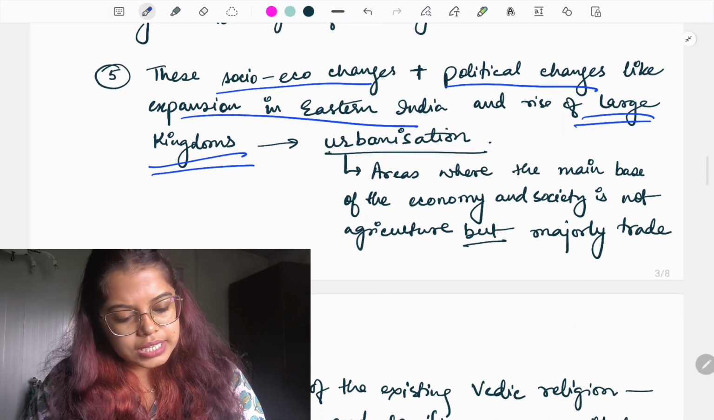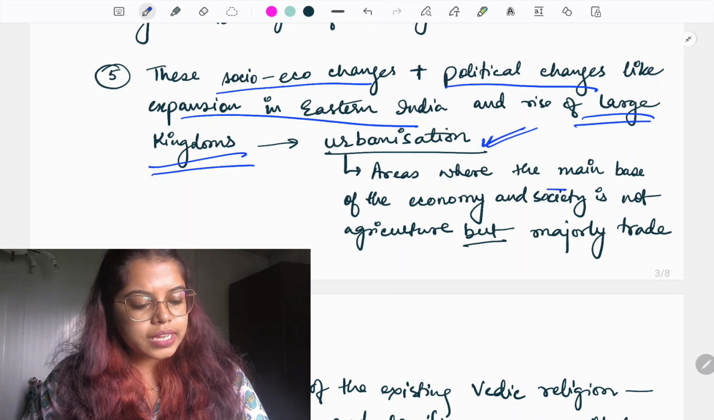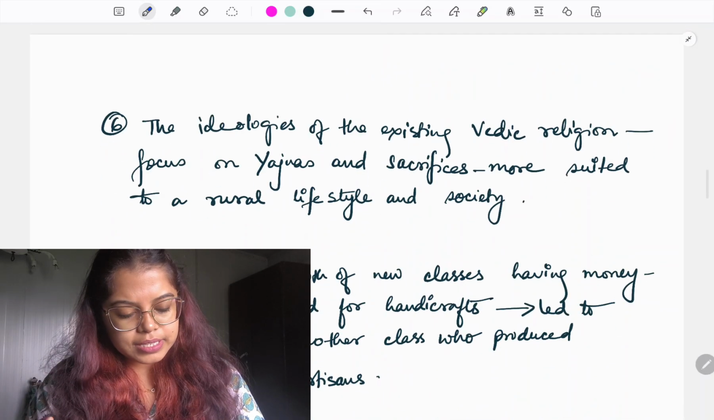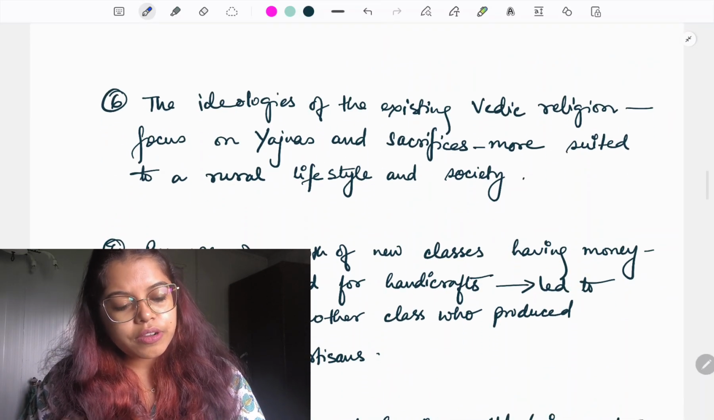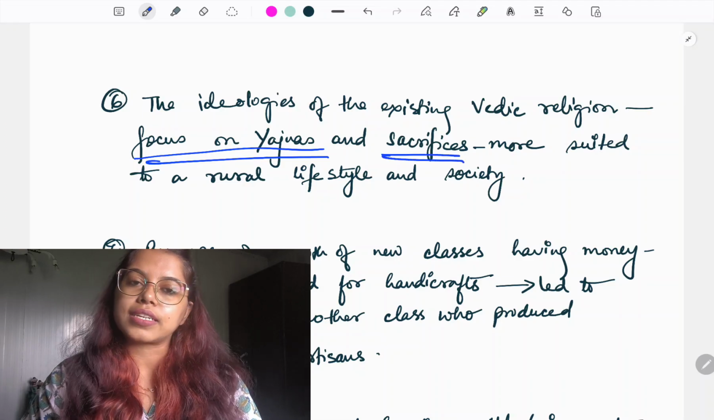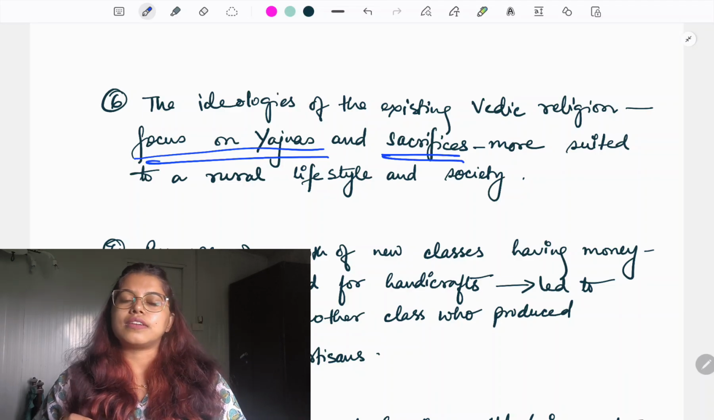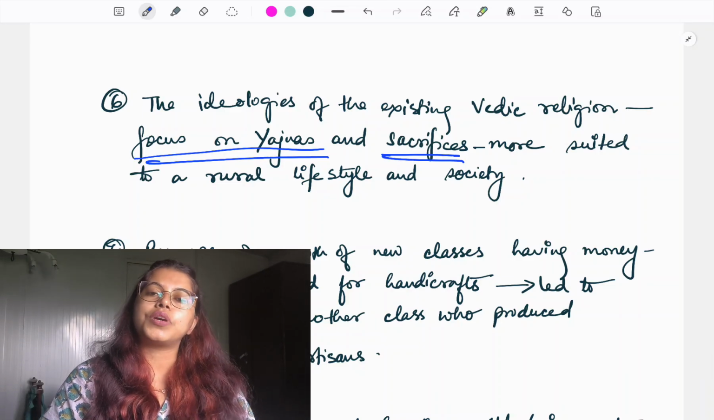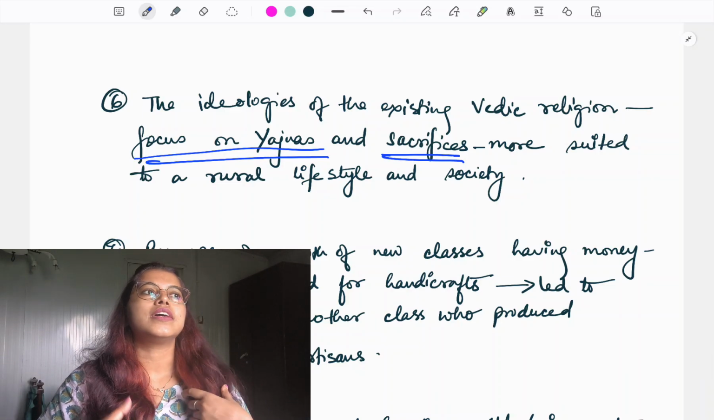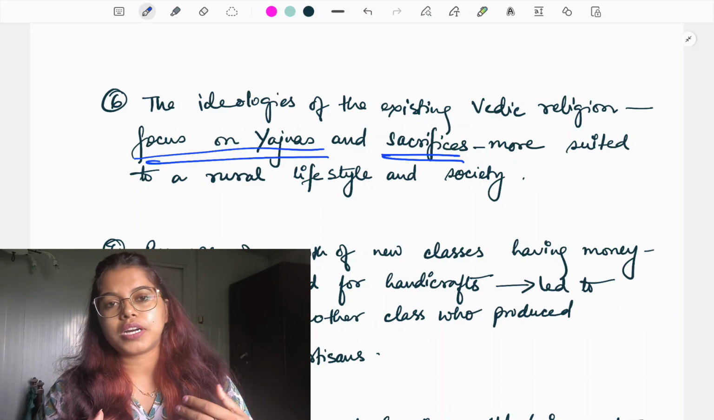Now, these things together also led to urbanization. Then there is the ideology of the existing Vedic religion, which focused more on yagnas and sacrifices. Very important: whenever people had any problem, what the Brahmins used to say was that the solution is to do a havan, to do a yagya.